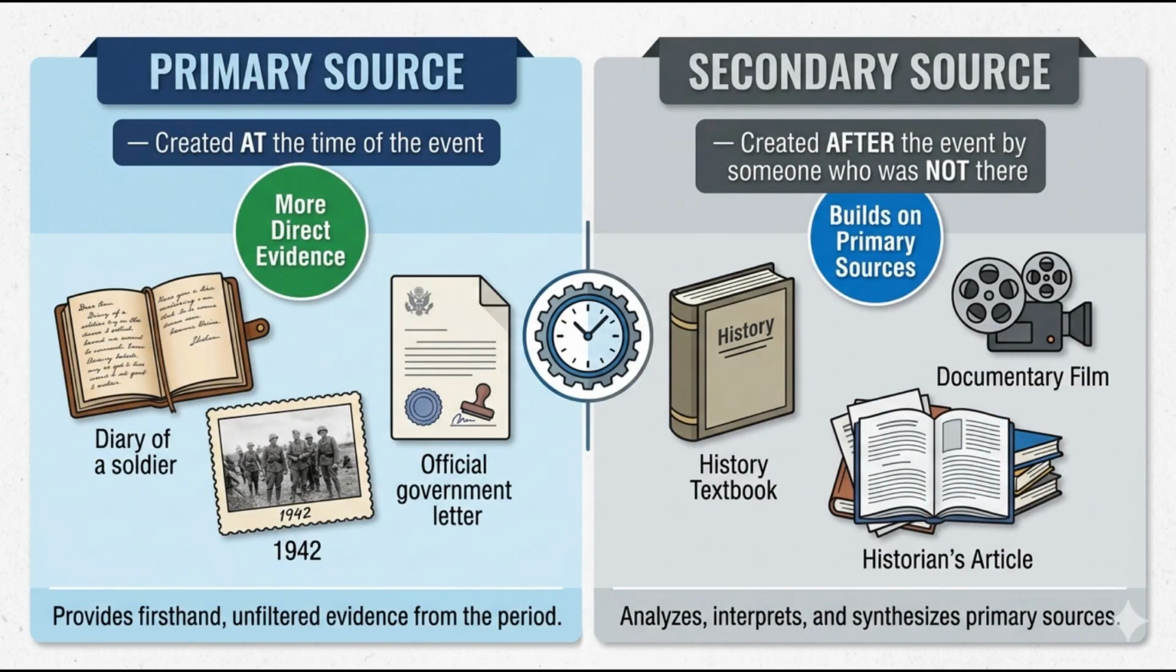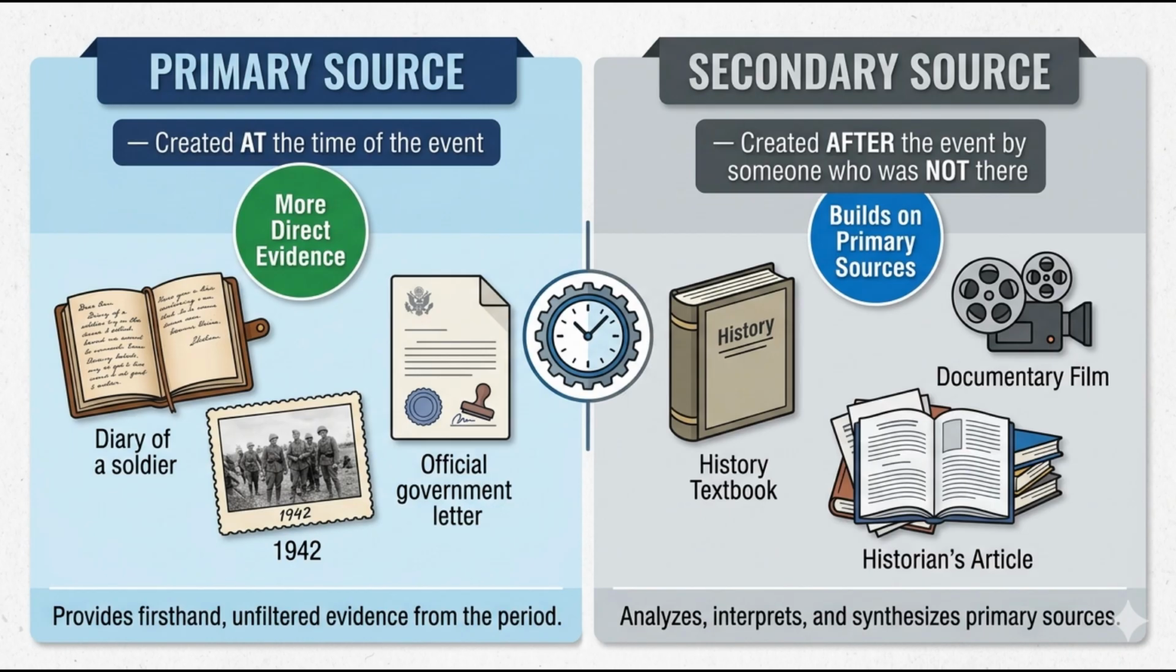Now, not all sources are the same. Historians divide sources into 2 types: primary and secondary. A primary source is created at the time of the event by someone who was directly involved or present. A diary written by a soldier during the Japanese occupation is a primary source. A photograph taken in 1942 is a primary source. An official government letter from 1890 is a primary source.